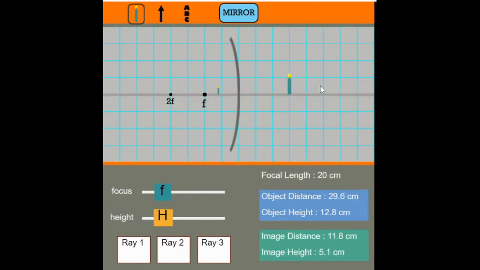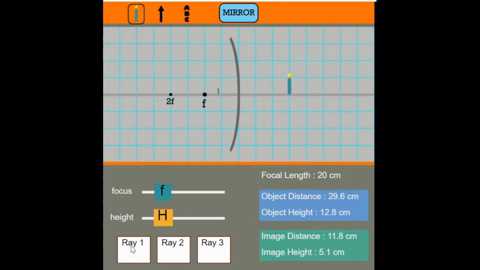Now I will move the object between C and F. Don't take where C is and where F is literally; I am comparing with the same side, because you have 2 blocks for F and 2 blocks for 2F. Like that I am comparing. But in a convex mirror, wherever you place the object, the image will be formed between F and P. Always the image will be erect, between F and P, and diminished.